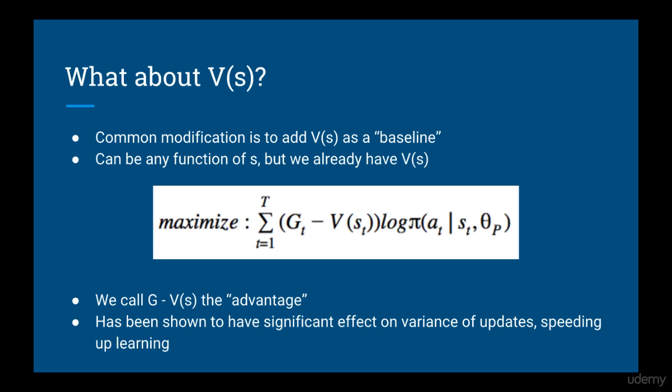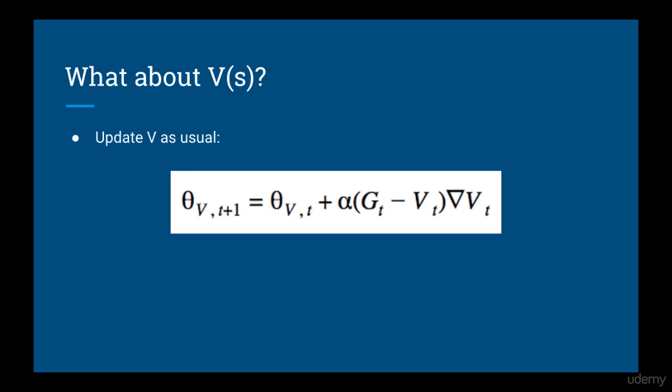The reason we want to add a baseline is because it has been shown to have a significant effect on the variance of the update rule. This in turn has been shown to speed up learning. The update parameters of v, of course, just use gradient descent as usual.